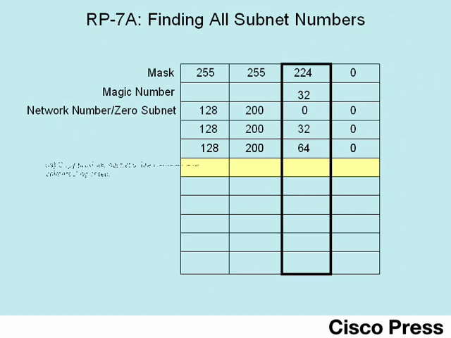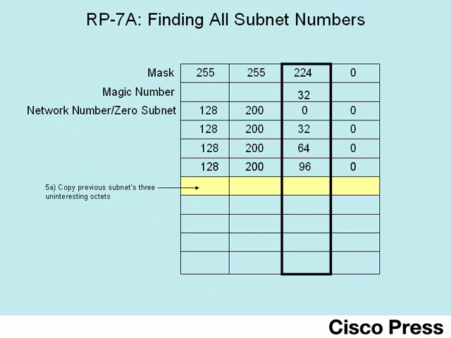Repeating step 5 again, we copy the 3 boring octets down to the next line in the table at step 5A, and then at step 5B we add the magic number of 32 to 64 in this case, which gives us 96 for the new subnet number. So this next subnet number is 128.200.96.0. At this point you should start to see the pattern. Of course, in the third octet, all the subnet numbers are some increment of 32, which is the magic number.